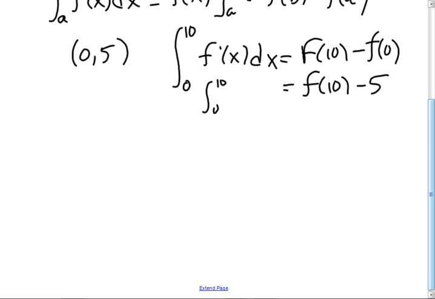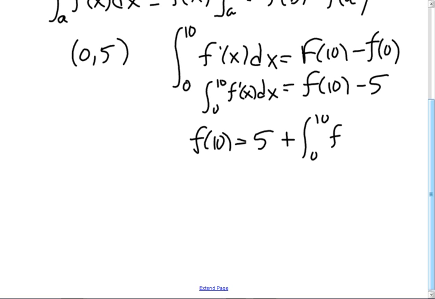Now, you may be using a calculator to find that integral. You may be doing it by hand, or you may be using geometry. And you need to do problems that do that. Solving for f of 10, that would be 5, your starting position, plus this integral. This is an accumulator. It's accumulating the area under the curve. That's the fundamental theorem of calculus.